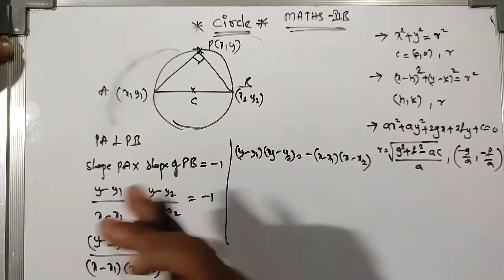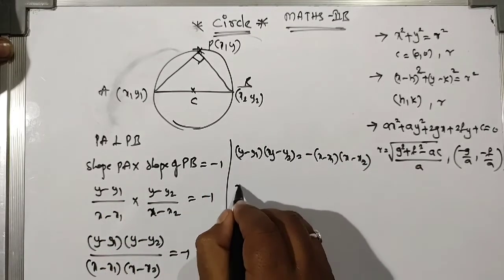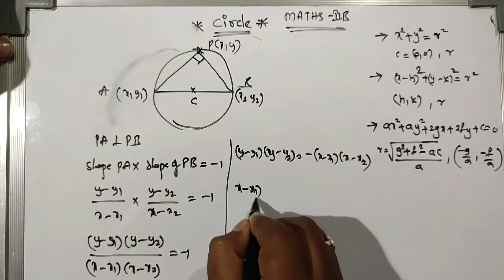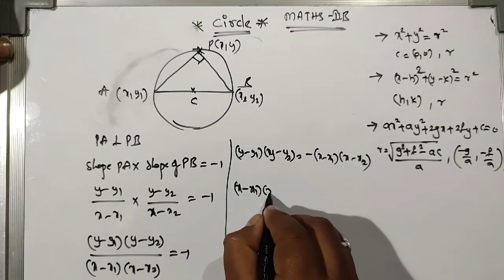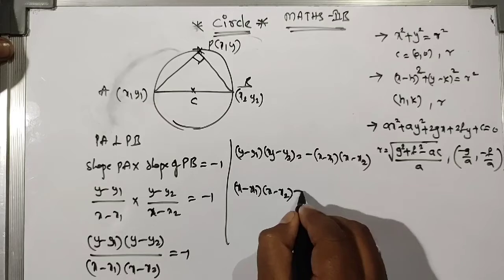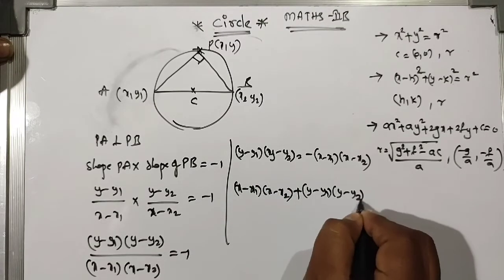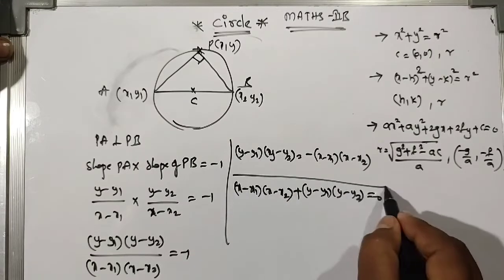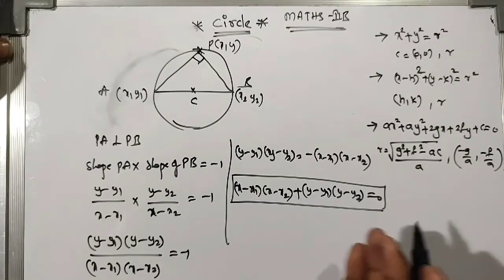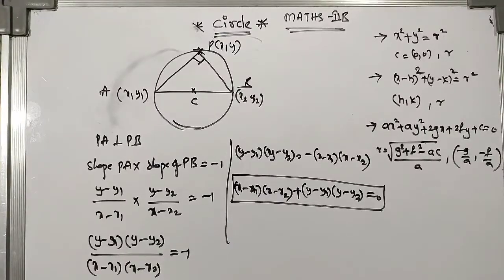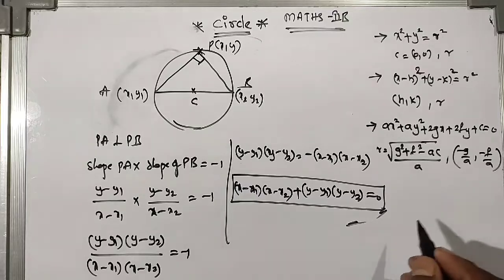So now take them all to one side, it becomes positive this side, and we get x minus x1 into x minus x2 plus y minus y1 into y minus y2 is equal to 0. This is the formula of the circle when the two endpoints of the diameter are given. This is the formula: x minus x1 into x minus x2 plus y minus y1 into y minus y2 is equal to 0. So this is the formula of the circle equation.